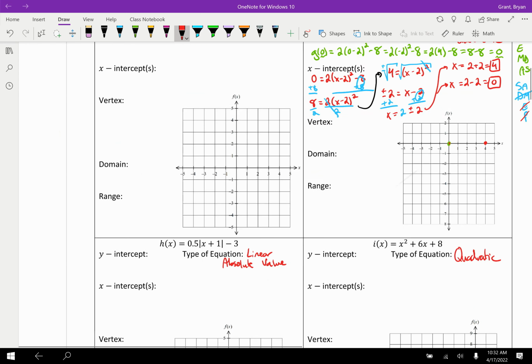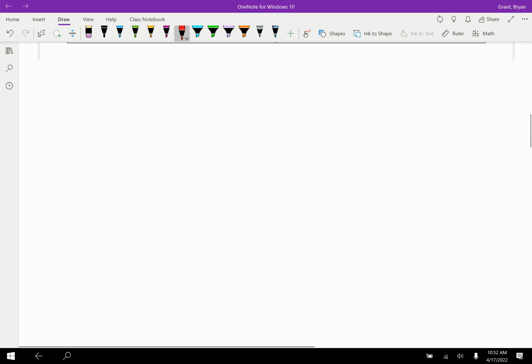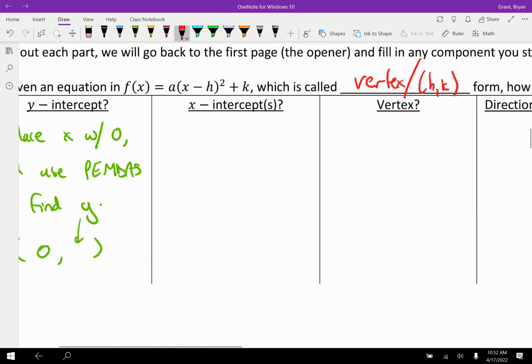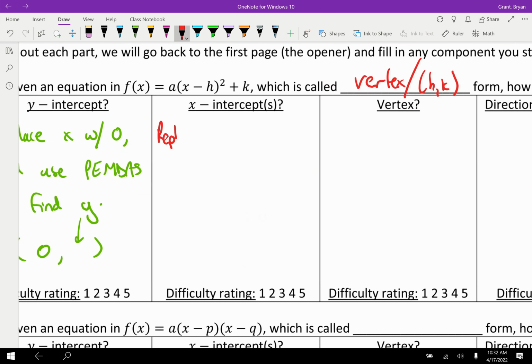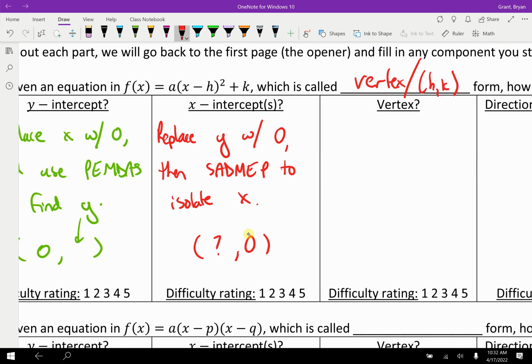Let's summarize that quickly. There's quite a lot of work there. We're going to have to remember that, I think, right? So our x-intercepts, we had to replace y with 0. And I'm using that w/ for with. Then SADMAP to isolate x. And that will give me something, comma, 0.